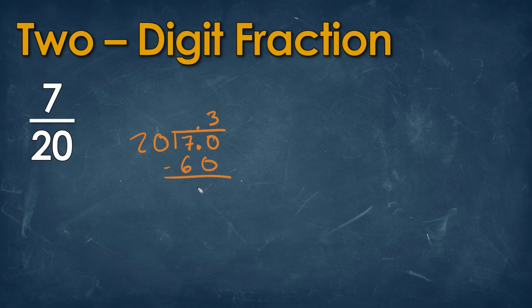We subtract that, now we get a 1, a 0, and again, we have to take another 0, and we're going to drop it down. So now how many times does 20 go into 100? And that is going to be 5 times. That's going to be 100. If we subtract, now we have no remainder. So our answer is going to be 0.35.